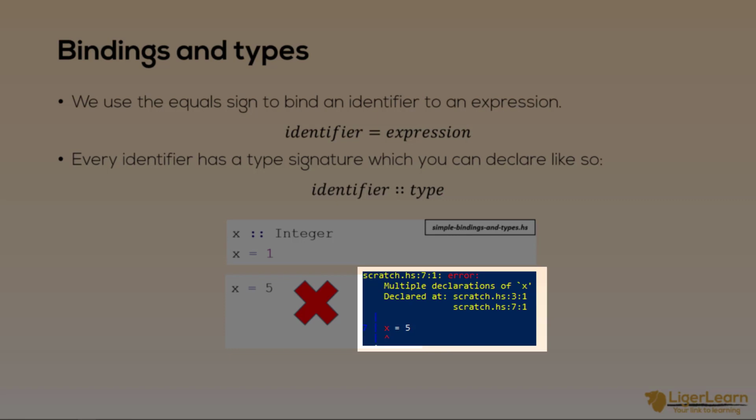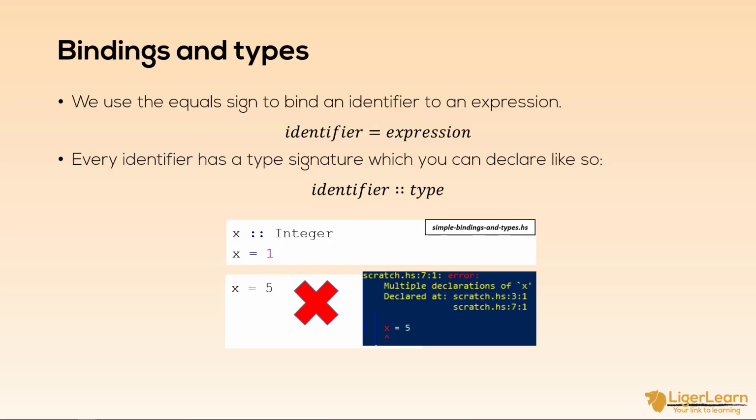This error is quite helpful. It says that in the file scratch.hs, which is the file in which I was coding, on the 7th line and the first column, the error of multiple declarations of x was raised. Then the compiler helps us by telling us the two locations in the file where x is declared, line 3, column 1, and line 7, column 1. We could use this information if we wanted to fix the error and set the value to a variable with a different name. For example, setting y to 5 will work because there is no conflicting variable name.